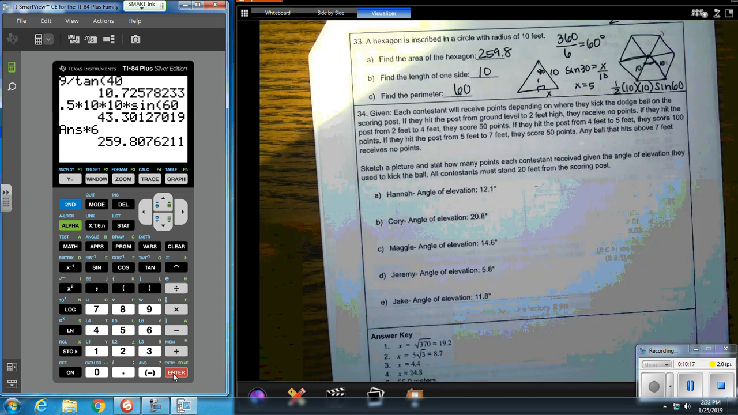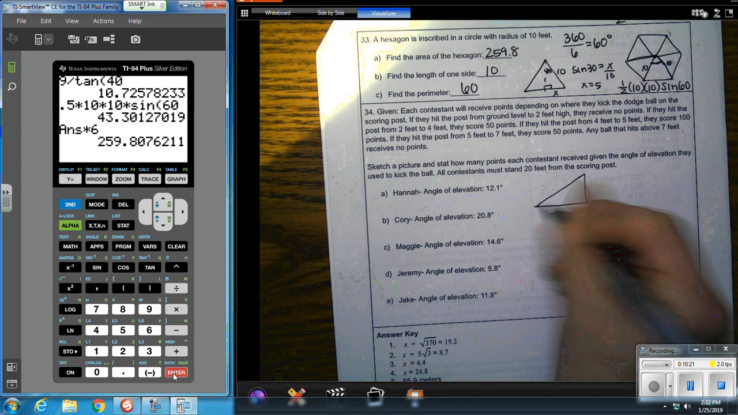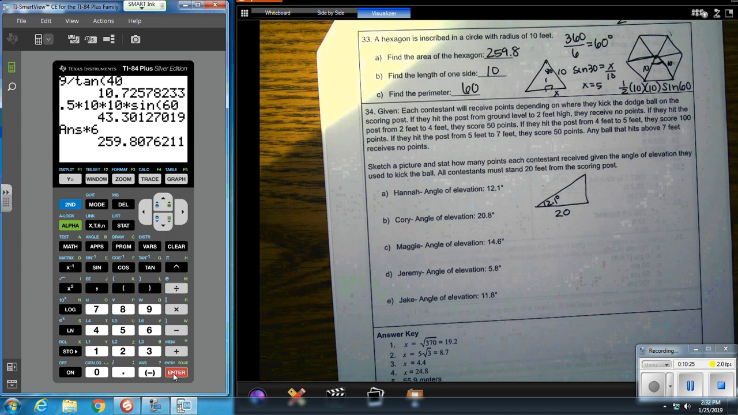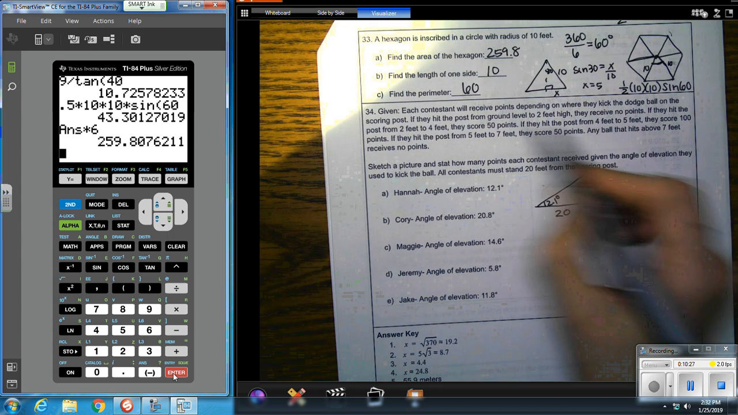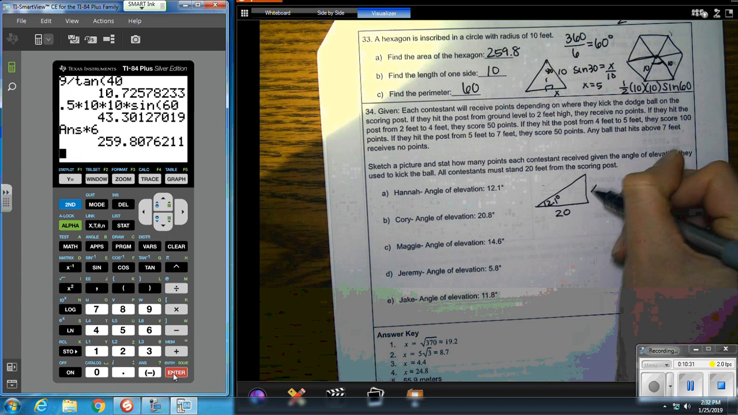On 34, this is similar to the one that we did. You're going to draw your triangles. You know they start from 20 feet away. Hannah, for example, has a 12.1 degree angle, and we want to know how high that ball will be after she kicks it. So that's really what we're figuring out.